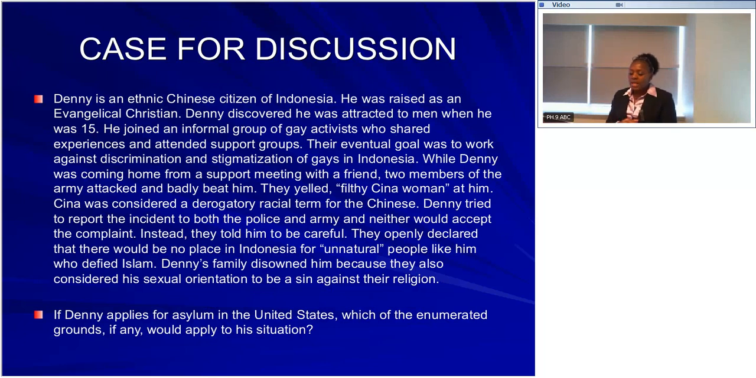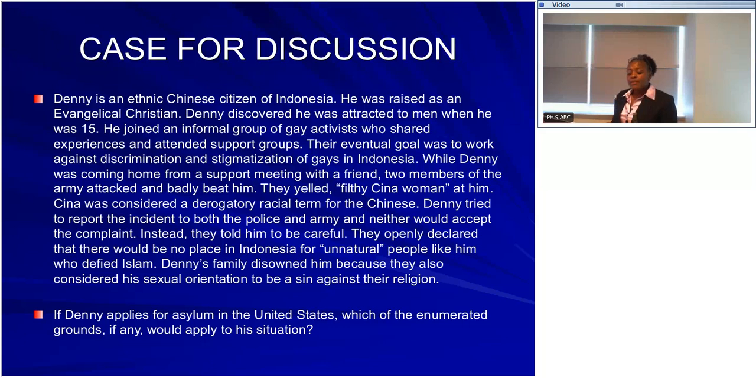While Denny was coming home from a support meeting with a friend, 2 members of the army attacked and badly beat him. They yelled, "Filthy sinner woman," at him. Sinner was considered a derogatory racial term for the Chinese. Denny tried to report the incident to both the police and army, and neither would accept the complaint. Instead, they told him to be careful. They openly declared that there would be no place in Indonesia for unnatural people like him who defied Islam. Denny's family disowned him because they also considered his sexual orientation to be a sin against their religion.